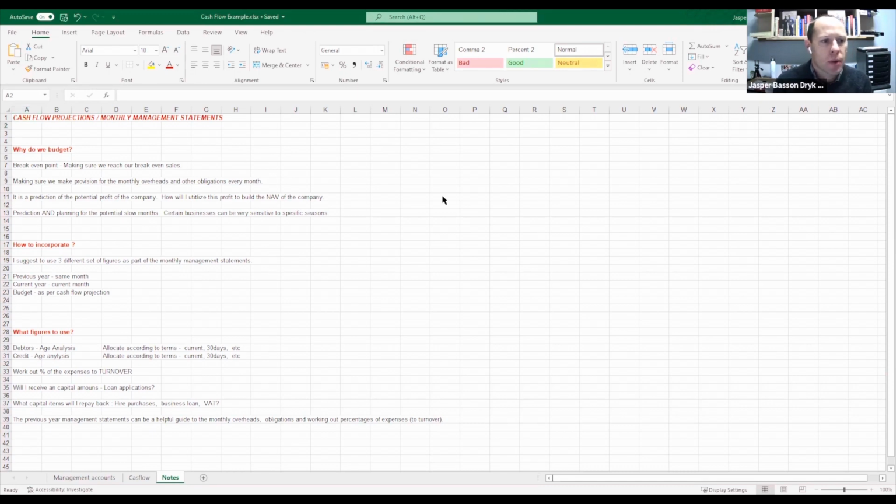Like I mentioned, I want to incorporate the cash flow into the management statements. So I'm going to use my profit and loss from my accounting system, the budget that I've prepared, and some previous year figures, related to the same month of the previous year. So I'm going to have three comparative figures for each month: the previous year, the current year, and the budget for that specific month to compare.